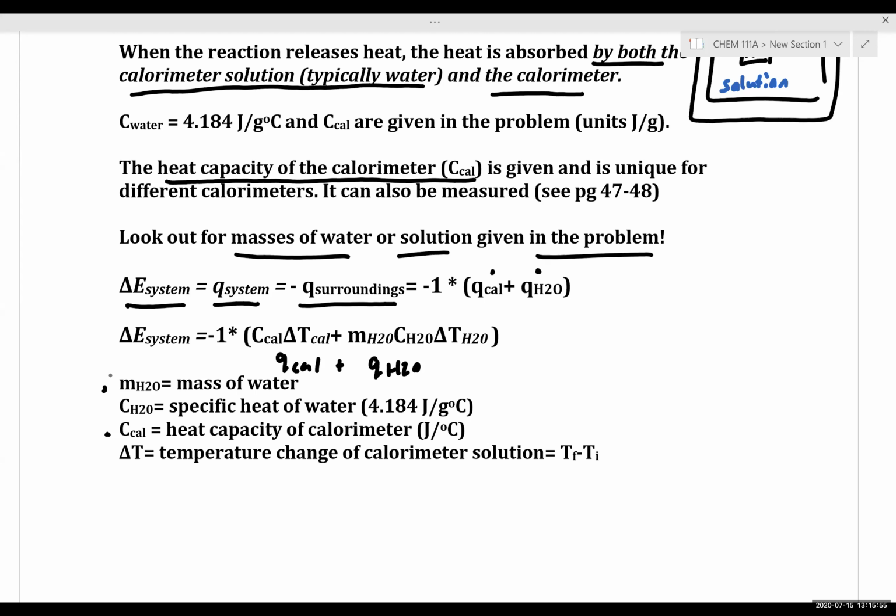Yes, for Q cal, you don't have a mass because it's the heat capacity of the calorimeter, which is specific to whatever calorimeter you're using. Remember, the distinction between heat capacity and specific heat is that heat capacity is specific for a sample of a given mass, while specific heat is true for all samples of that chemical identity. And so to calculate the heat, if you're given the specific heat, you need the mass. Perfect. I'm glad that answered your question.